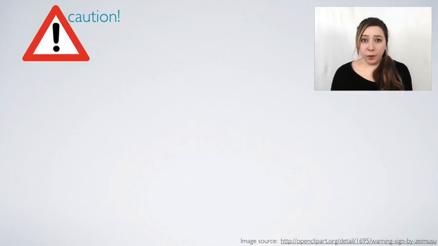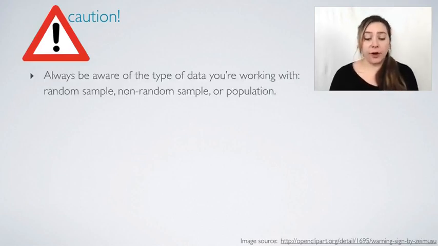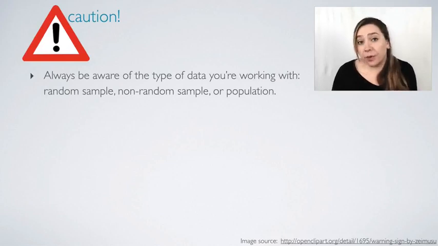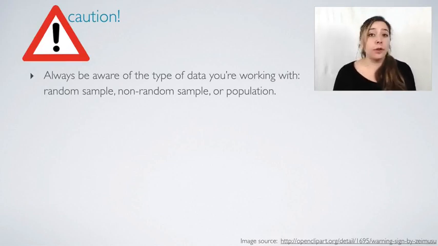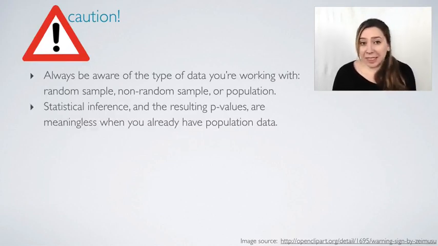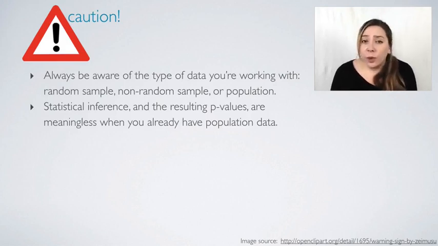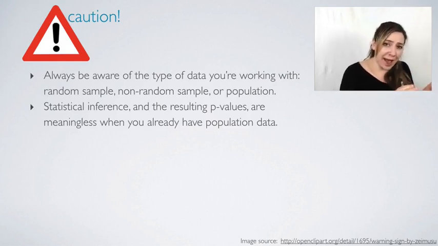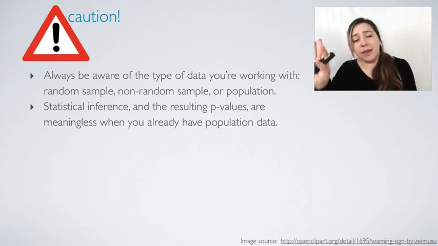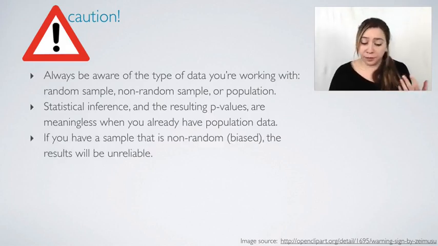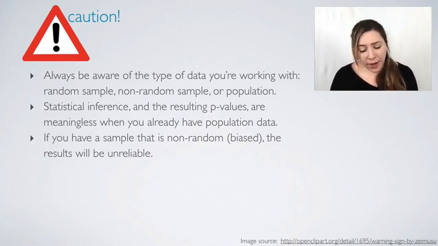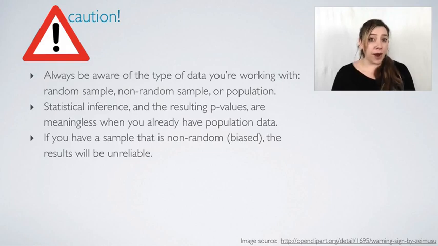Before we wrap up, a few points of caution. Always be aware of the type of data you're working with. Is it a random sample, a non-random sample, or population data? Statistical inference and the resulting p-value are completely meaningless if you already have population data. So we usually use statistical inference when we have a sample and we want to say something about the unknown population. If you have a sample that is non-random, so it's biased in some way, note that the results that arise from that sample are going to be unreliable as well.